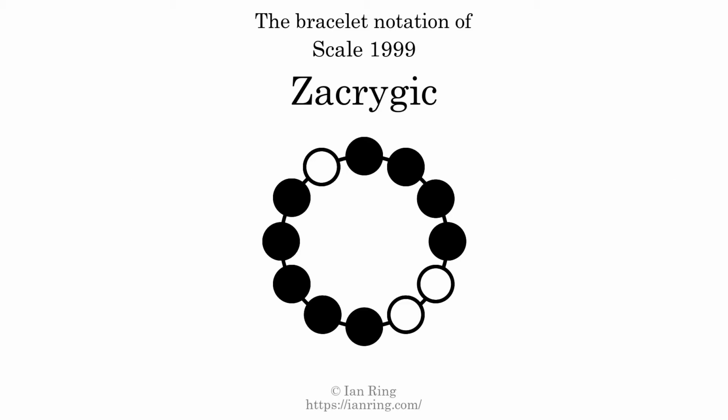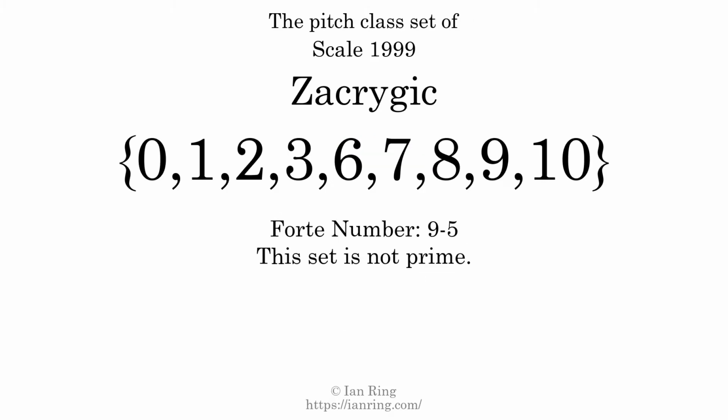This is a bracelet notation diagram of scale 1999. The shaded circles represent tones that appear in the scale, and they are read clockwise, starting at the top. The pitch class set for this scale is 0, 1, 2, 3, 6, 7, 8, 9, 10. The forte class is 9-5. This set is not prime.